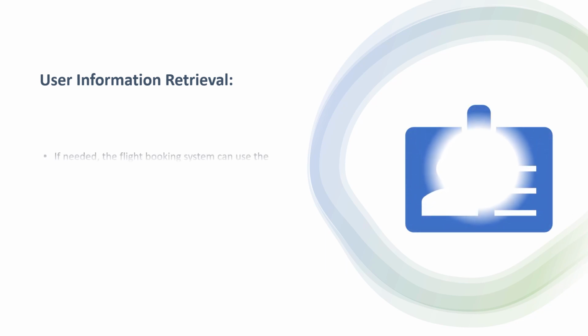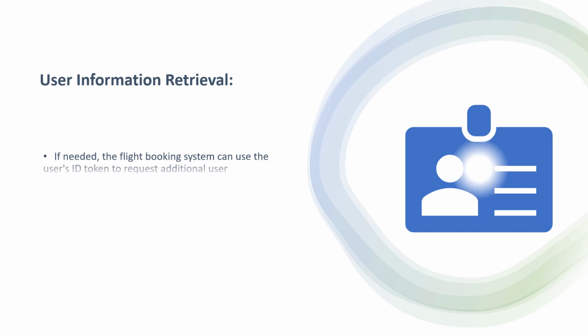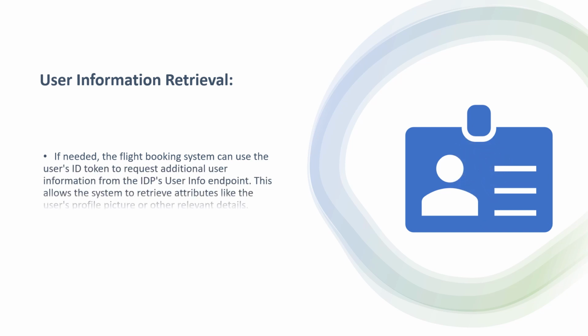User information retrieval. If needed, the flight booking system can use the user's ID token to request additional user information from the IDP's user info endpoint. This allows the system to retrieve attributes like the user's profile picture or other relevant details.